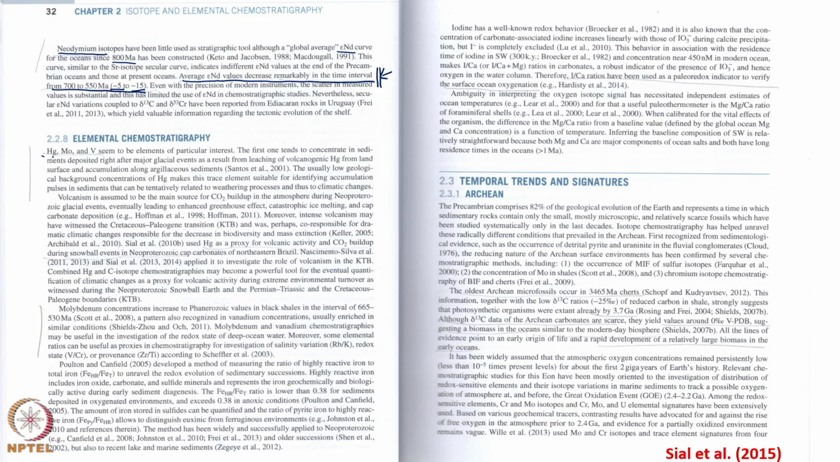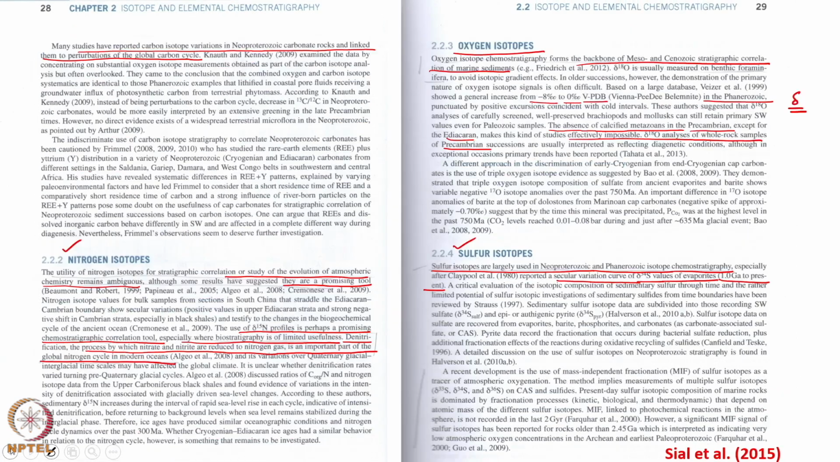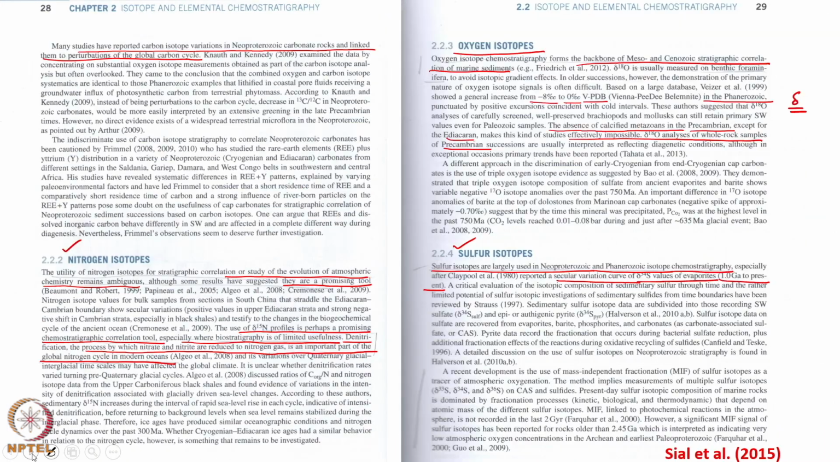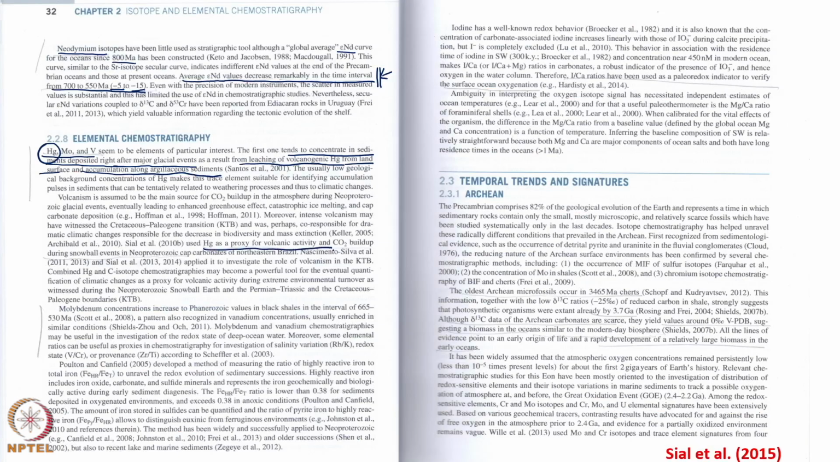Elemental chemostratigraphy: Hg, Mo and V seem to be elements of particular interest. Hg or mercury tends to concentrate in sediments deposited right after the major glacial events as a result of leaching of volcanogenic mercury from the land surface and accumulation along argillaceous sediments. Let us look at the major glacial events. Here we have got some glacial events. So, these are the times when, as per that statement, the mercury concentration in the argillaceous sediment should increase.